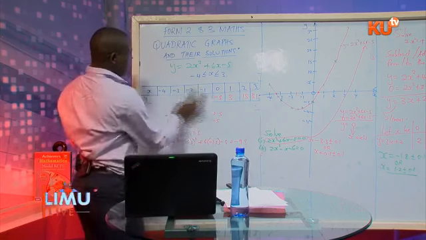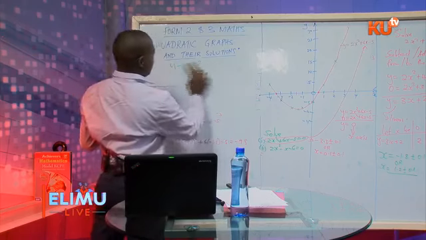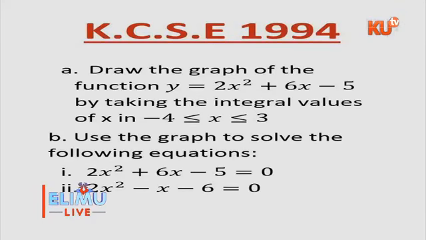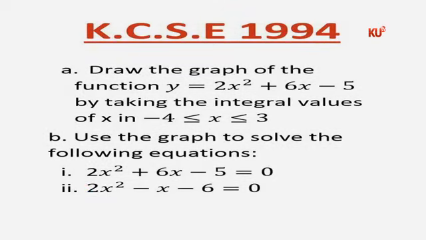For Roman 2, we are using the graph again, but now to solve 2x squared minus x minus 6 is equals to 0.